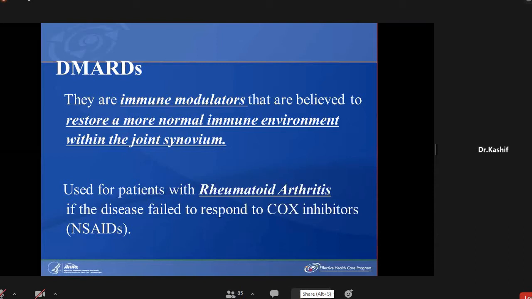First of all, we will define what DMARDs are. They are drugs that are immune modulators, and they are believed to restore a normal immune environment within the joint system. DMARDs are used for joint problems, mainly rheumatoid arthritis, a chronic inflammatory joint disease. When it does not respond to COX inhibitors and other NSAIDs, then we go to the next regimen, that is the disease modifying anti-rheumatic drugs.